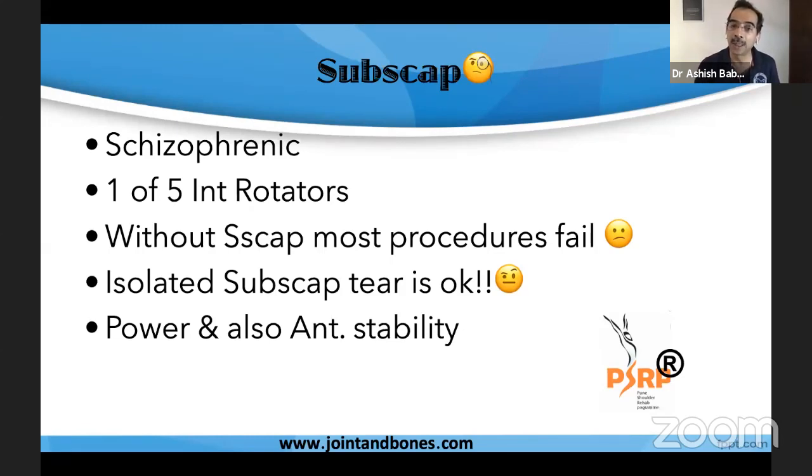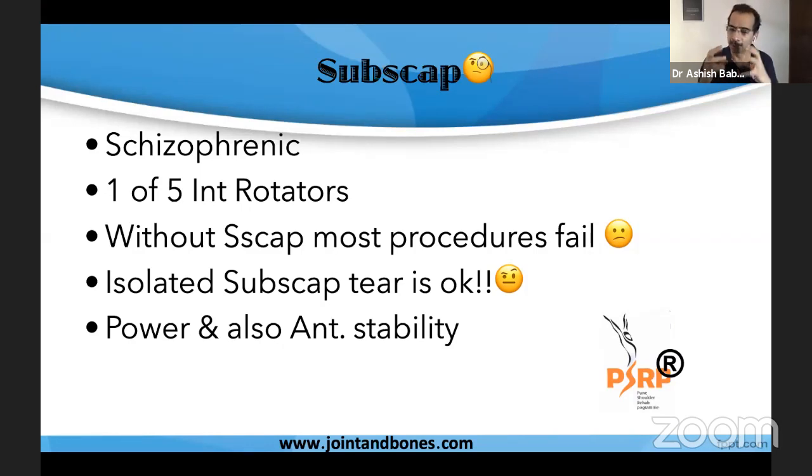Subscap is peculiar. I call it schizophrenic because there's an upper subscap and a lower subscap. Although they are connected, they behave differently and have been evaluated differently. The EMGs are said to be different for the lower subscap and upper subscap. The tests are different for the upper and lower subscap. It's one of the 5 internal rotators.